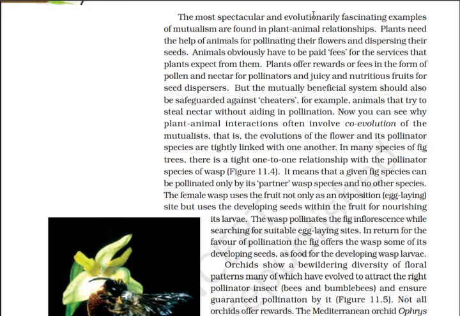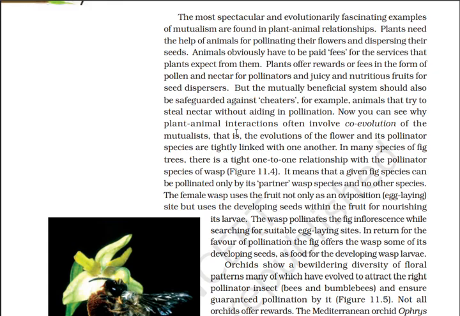The most spectacular and evolutionarily fascinating examples of mutualism are found in plant-animal relationships. Plants need the help of animals for pollinating their flowers and dispersing their seeds. Animals obviously have to be paid fees for the service that plants expect from them. So plants offer rewards or fees in the form of pollen and nectar for pollinators, and juicy and nutritious fruits for seed dispersers. But the mutually beneficial system should also be safeguarded against cheaters, for example animals that try to steal nectar without aiding in pollination.